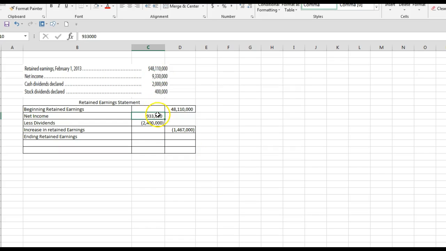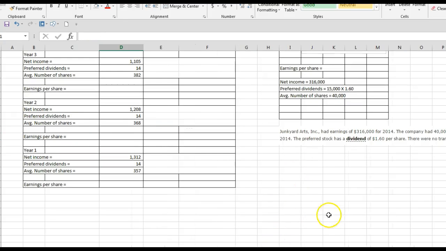a mistake. Where did I go wrong? Oh, I don't have enough zeros in there. Doggone it. There. So now what's our ending retained earnings? If I just add those two together, I will have a retained earnings statement. Again, you take your beginning, add the net income, subtract the dividends to come up with your increase, and end up with your final ending retained earnings.